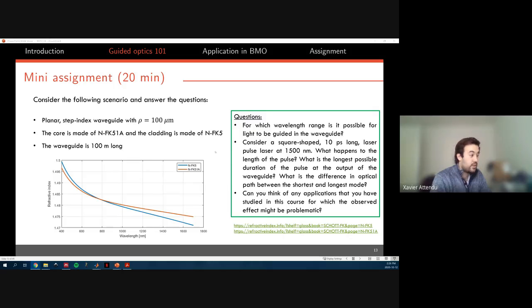No, exactly not. So the point is that the question is, what is the longest and the shortest? So let's say you send a pulse, and part of the pulse goes straight down the middle, and part of the pulse goes at a different angle, right? Let's say the most extreme angle.